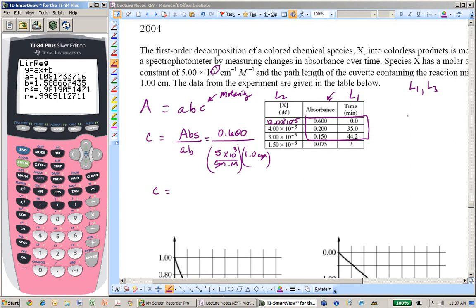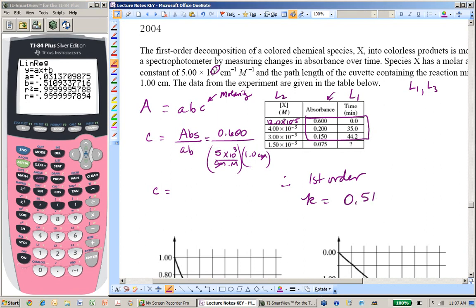And if you think about what that is, first order, because they go 0, 1, 2: L1, L2, L1, L3, L1, L4, 0, 1, 2. This is first order. So, therefore, first order, and K is equal to the slope of the proper set on my screen right there, L1, L3. K is the slope, 0.511. And it's first order, so that would just be by the time unit, which is minutes.